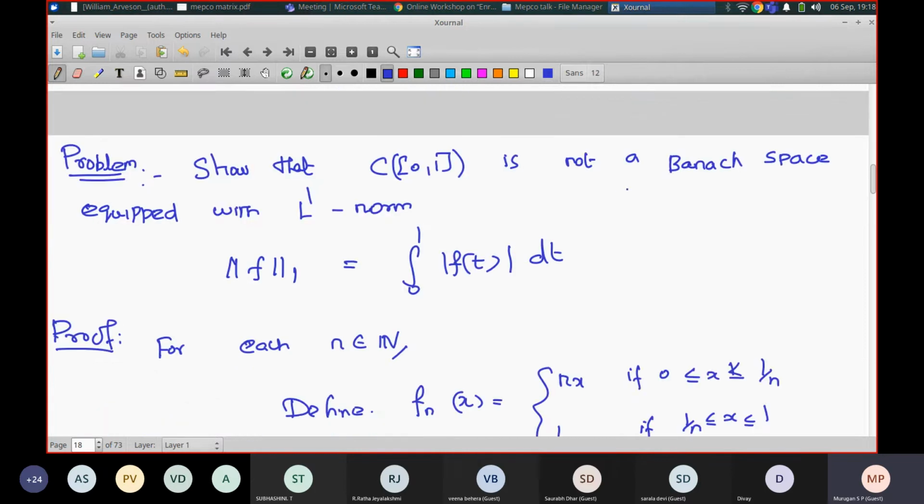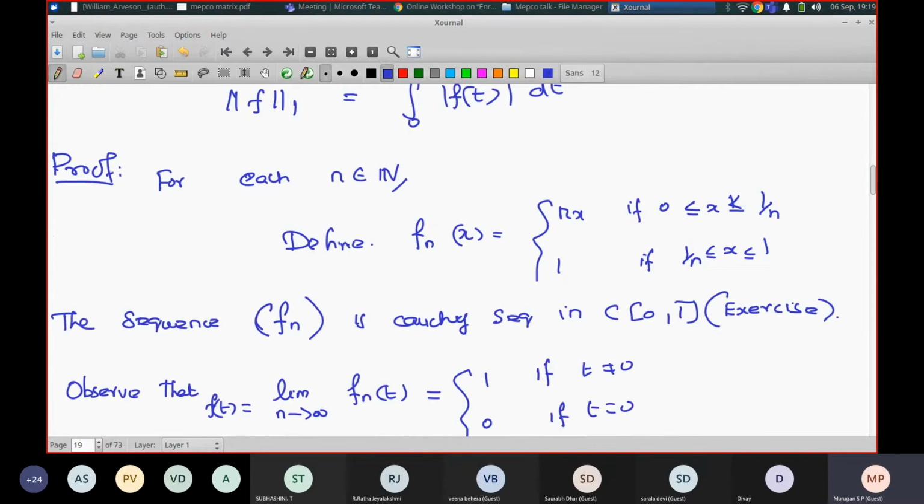The next one is to show that C[0,1] is not a Banach space when equipped with the L1 norm. It's not a Banach space. Why is it not a Banach space? For that, you define a Cauchy sequence in C[0,1] such that the Cauchy sequence converges outside of C[0,1]. It is enough to show this.